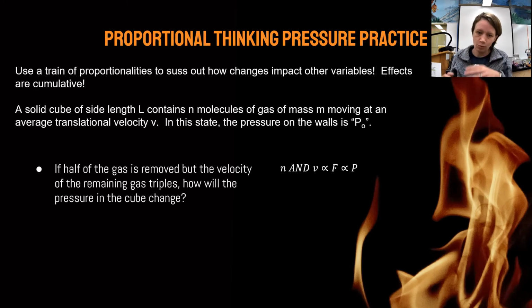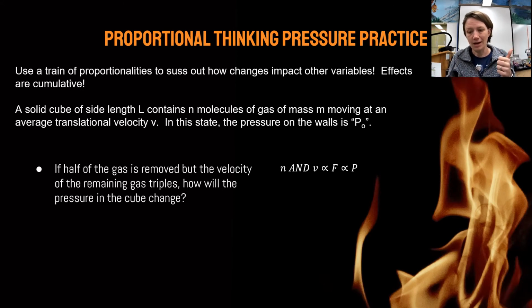So what I essentially would write down on my paper is that N and V both are proportional to F. That means whatever changes happen to N or V will do the same to the force. And force is proportional to pressure. So whatever happens to force is going to happen to pressure. So it's just going to come down to multiplying together those two effects to figure out what's happening with pressure.